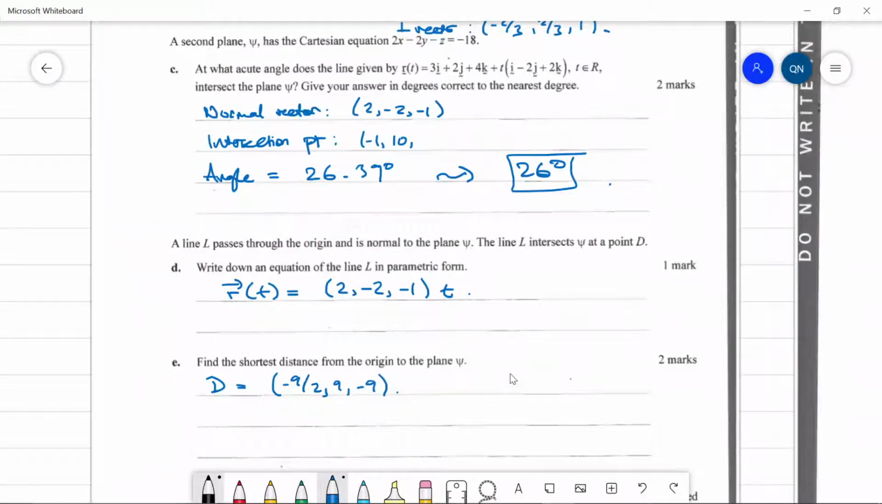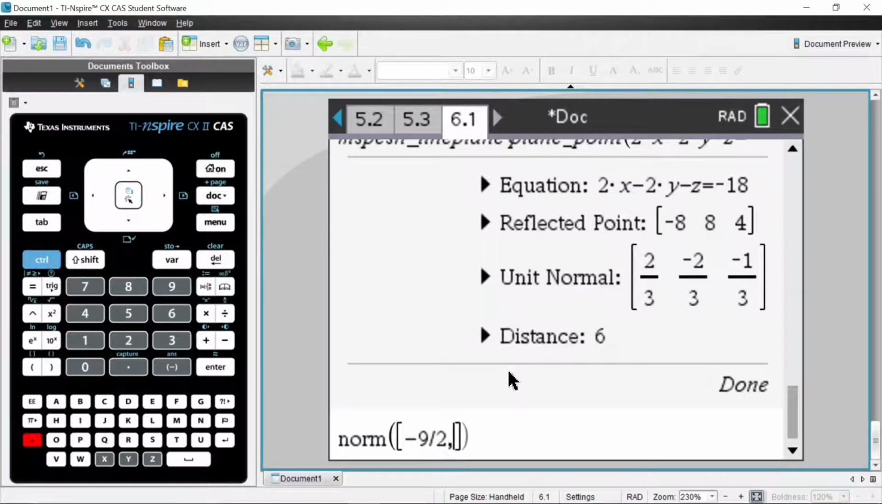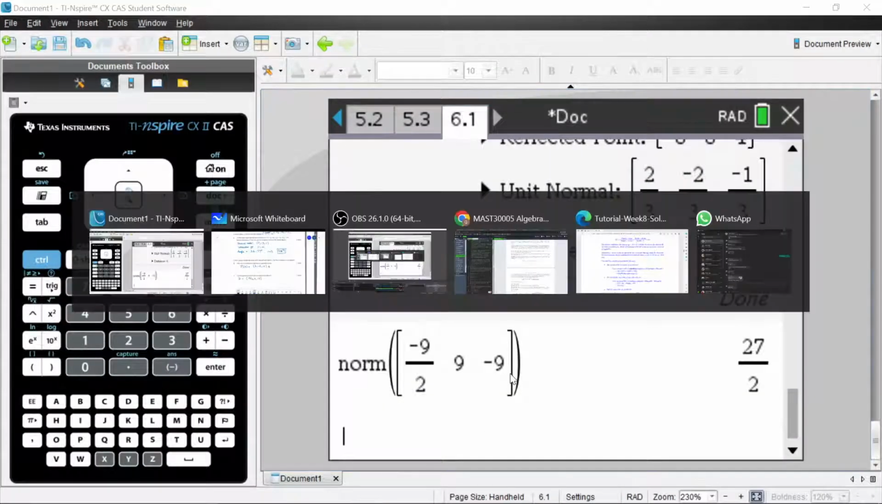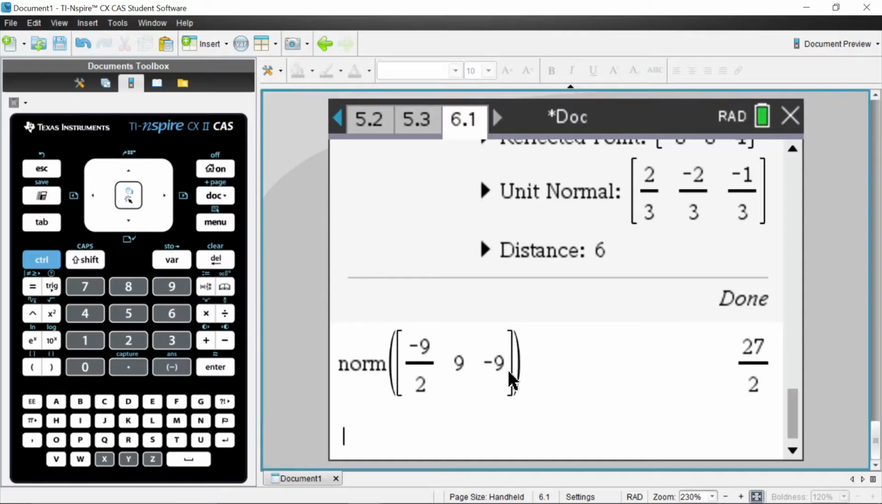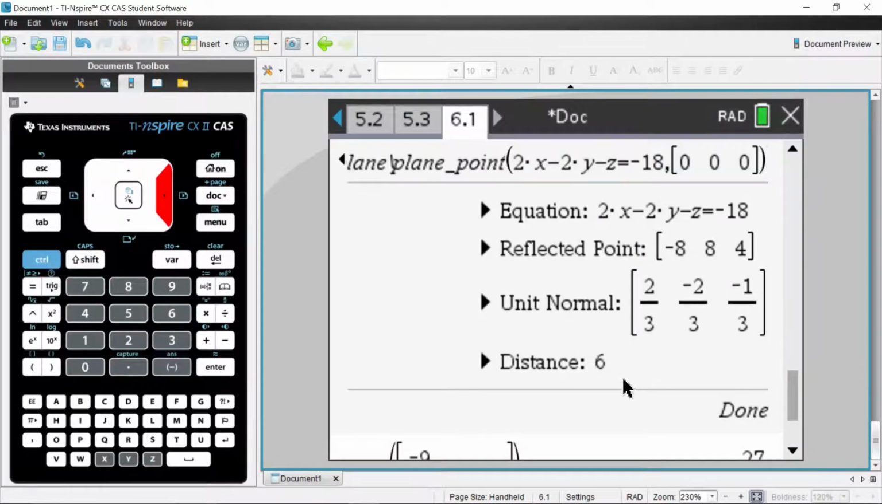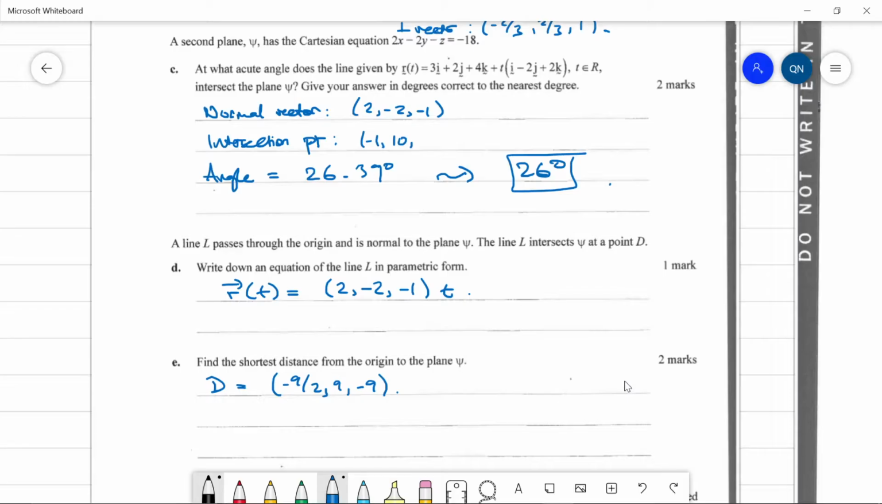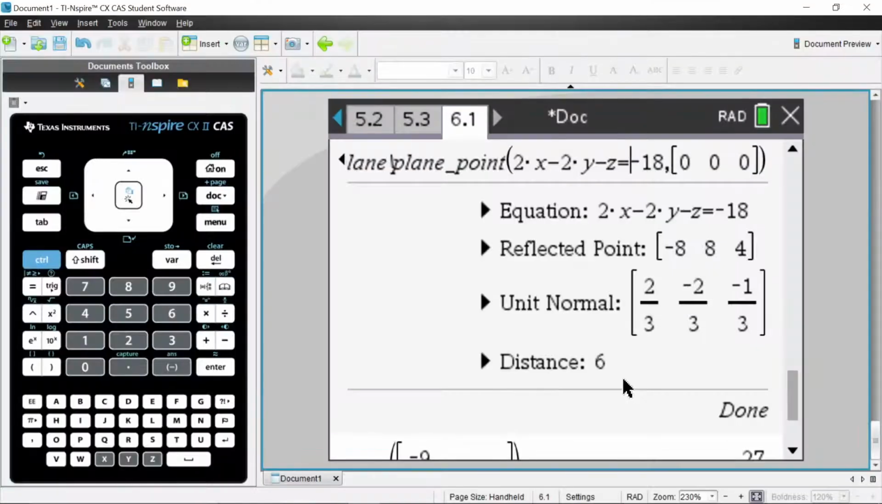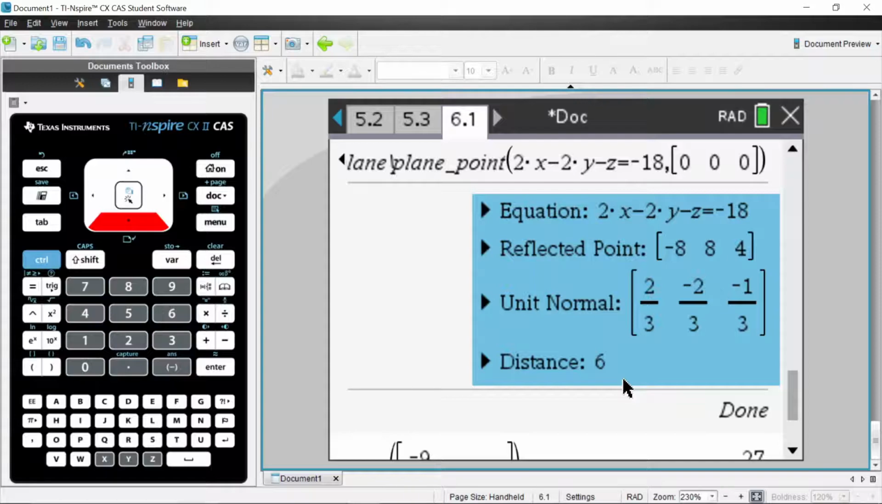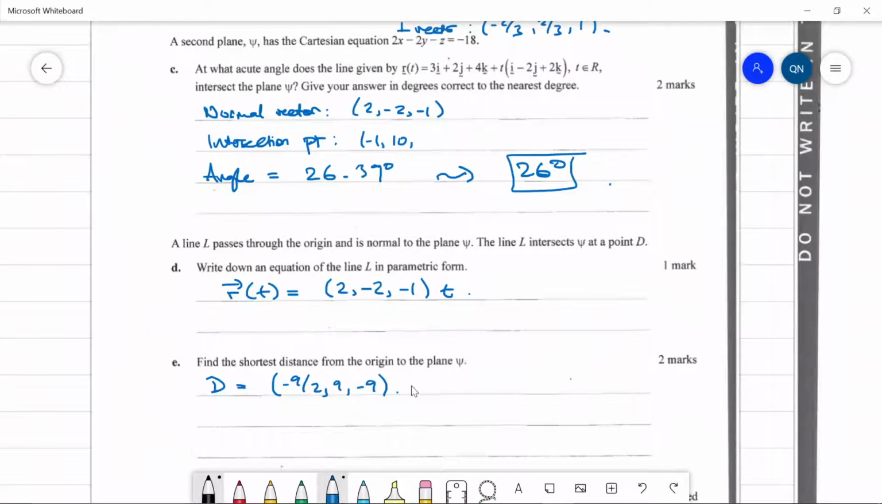The norm of negative 9/2, 9, negative 9 is not 6. Plane points: 2x minus 2y minus z is negative 18. Here's the origin, saying the distance is 6. Find the shortest distance from the origin to the plane psi.